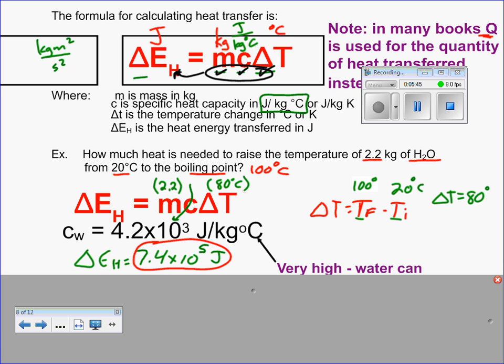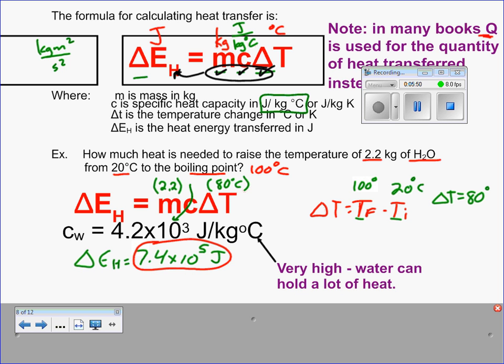740,000 joules. And I want to point out, water has a very high heat capacity, which means it takes a lot of heat to warm water up, and when water cools down, it has to release a lot of heat. That's useful. We'll talk about that in class. That's very useful to life.